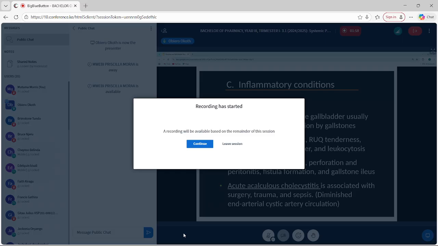Acute cholecystitis is acute inflammation of the gallbladder, and usually from cystic duct obstruction by gallstones. So the patient presents with acute biliary colic, right upper quadrant tenderness. They can have nausea, they can have vomiting, they can have fever, they can have leukocytosis, basically features of acute inflammation.